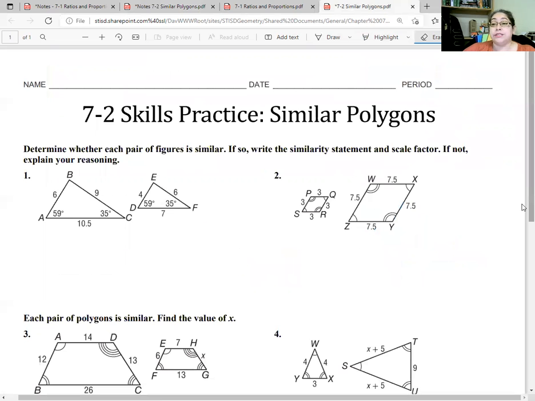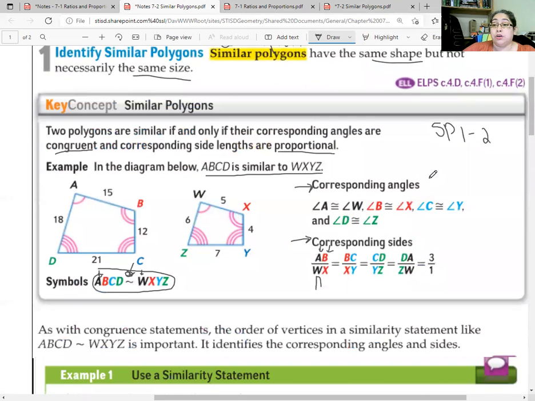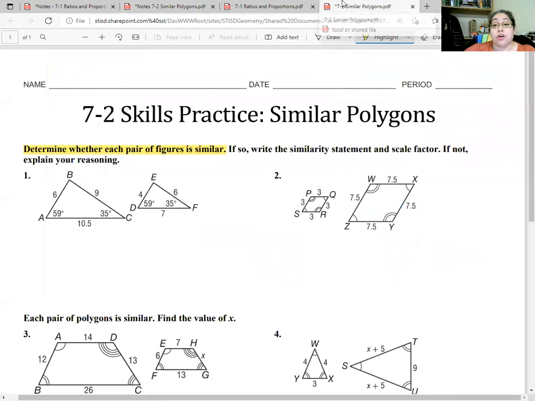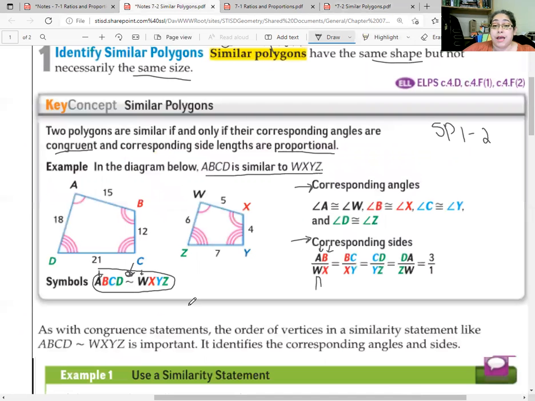Let's take a quick look into your skill practice. In 1 and 2, you're being asked to determine if they're similar. In order to determine if they're similar, you need congruent angles and proportional sides. So write those sides as fractions and check to make sure all those fractions are equal. If they are similar, you're going to write the similarity statement. That is, triangle ABC is similar to triangle WXY.